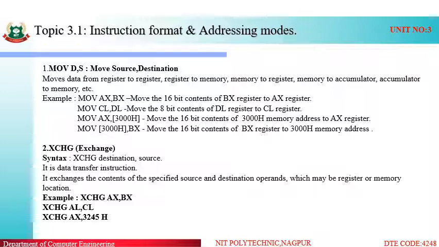So what will this exchange instruction perform? It will exchange the contents of source and destination. That is, XCHG AX comma BX: BX contents will go into AX and AX contents will go into BX. Whenever there is an X, that means 16 bits. Whenever there is L or H, those are 8-bit registers.